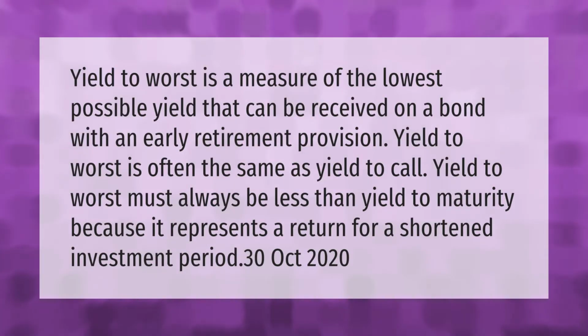Yield to worst is a measure of the lowest possible yield that can be received on a bond with an early retirement provision. Yield to worst is often the same as yield to call. Yield to worst must always be less than yield to maturity because it represents a return for a shortened investment period.